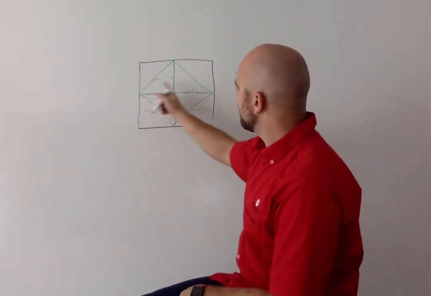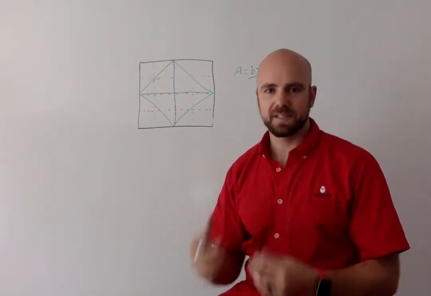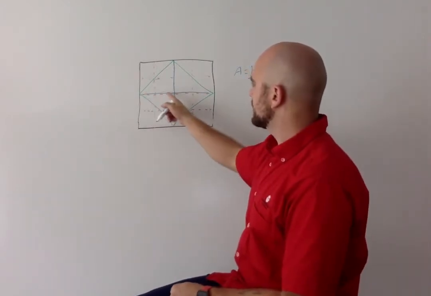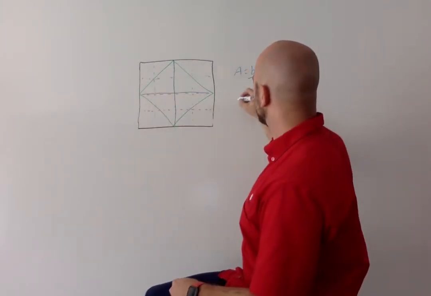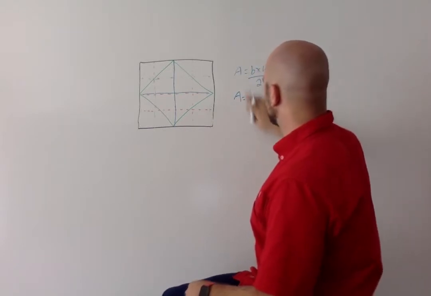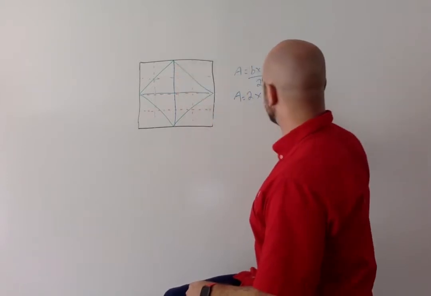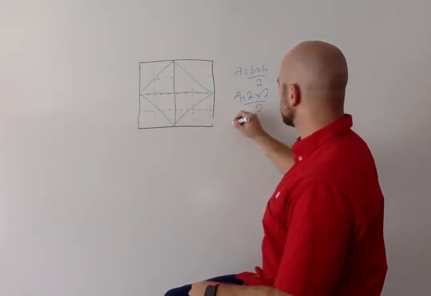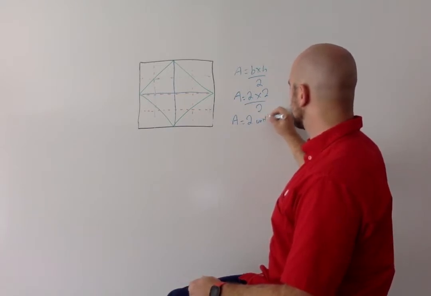So I have 4 identical triangles. They're all the exact same. So I could say my base is, I'm counting the units, 1, 2. My base is 2 times my height of 1, 2, divided by 2. So my area equals 2 units squared.